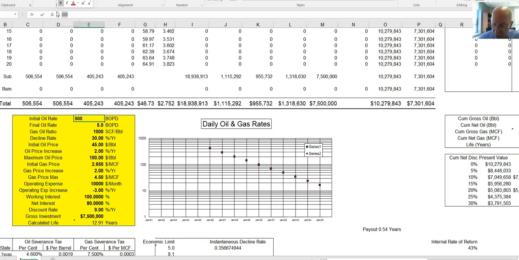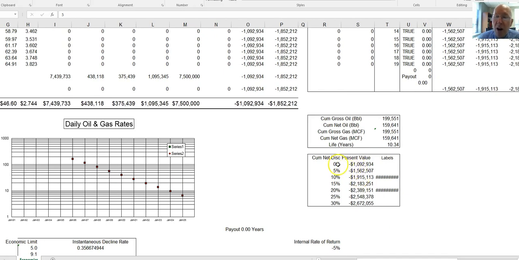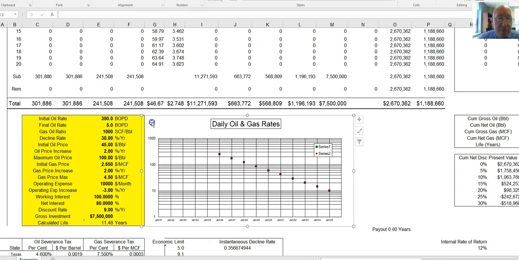Let's assume instead of coming in at 500 barrels, the well comes in at 200 barrels and everything else stays the same. Well, if I come over here, you can see, wow, this thing never makes any money. So obviously these present values are negative. Well, let's let the well make some money. Let's make this 300 barrels instead.